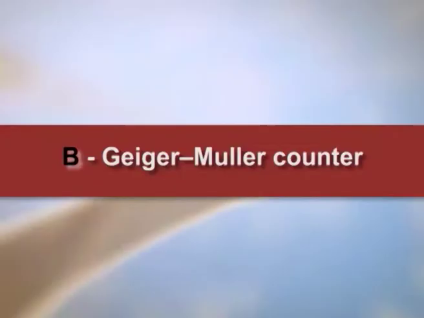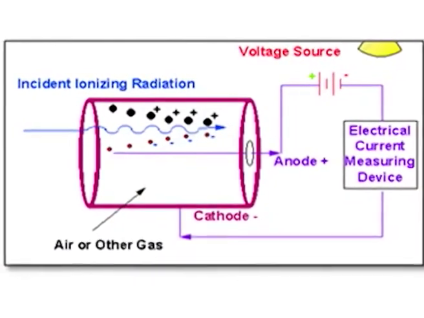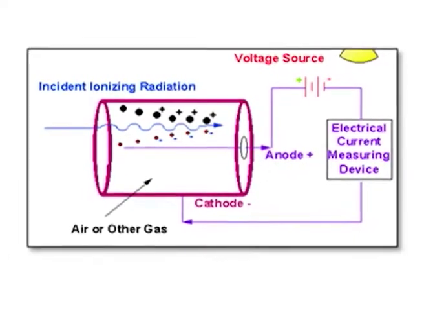Geiger-Müller counter. A Geiger-Müller counter is a device used for the detection and measurement of all types of radiation, that is alpha, beta and gamma. Basically, it consists of a pair of electrodes surrounded by gas, usually helium or argon. The electrodes have high voltage across them. When radiation enters the tube, it causes ionization of the gas.